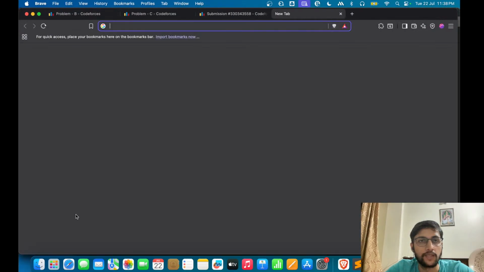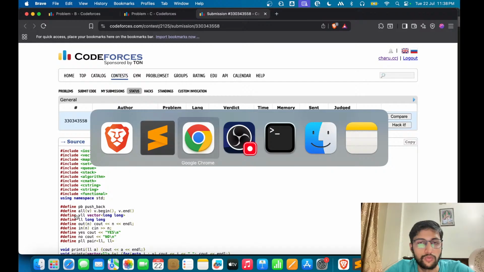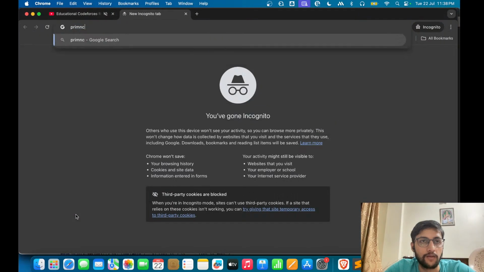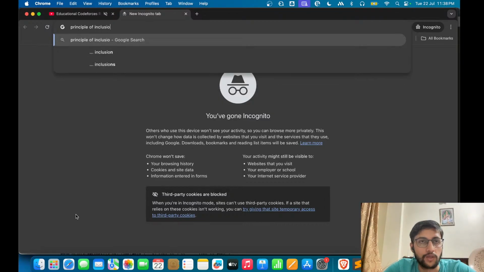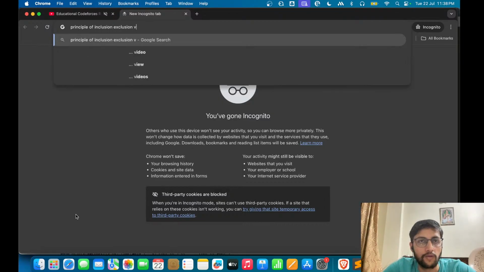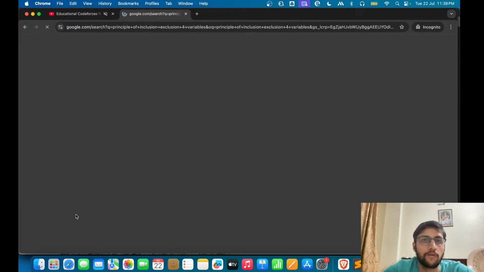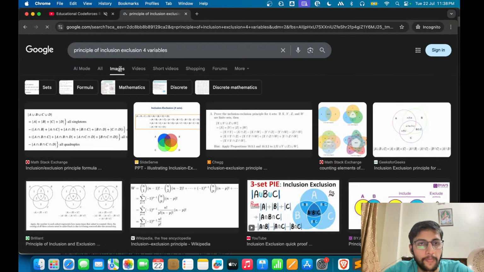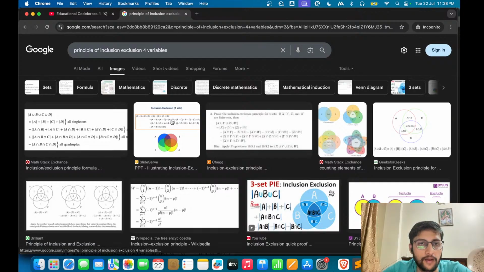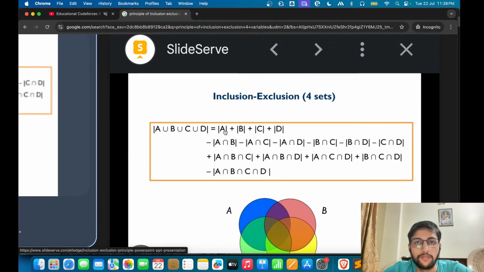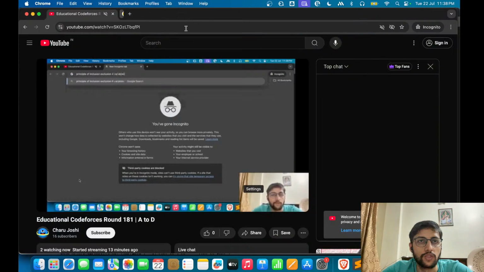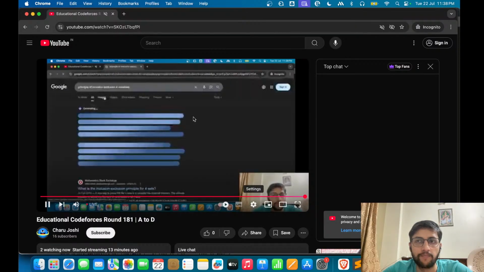Let me show you the principle of inclusion and exclusion for variables. Here you can see individual terms, minus 2 at a time, plus 3 at a time, minus 4 combined. So this is what the principle of inclusion and exclusion is.